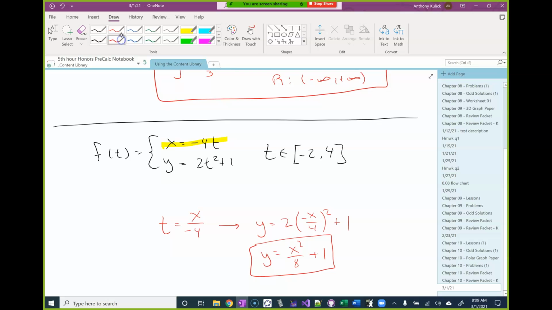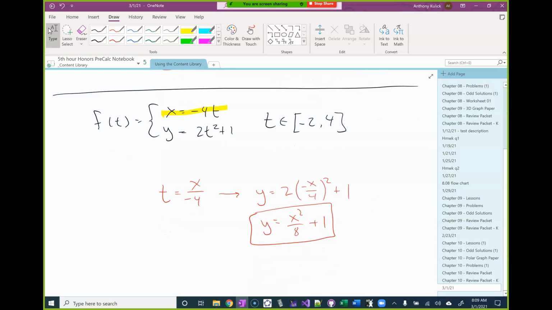Okay, so let's look at the domain now. So I'm going to look at this function f of t equals -4t. And I'm going to find the range of that function where the domain is -2 to +4. What kind of function is -4t? Linear.